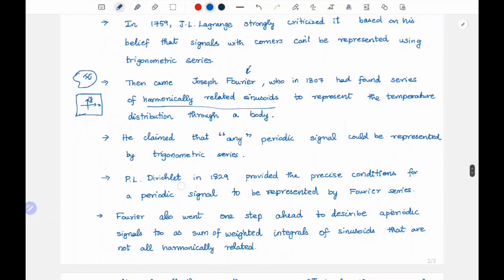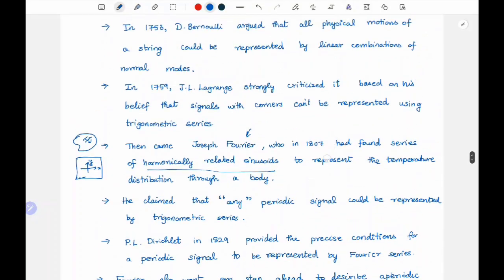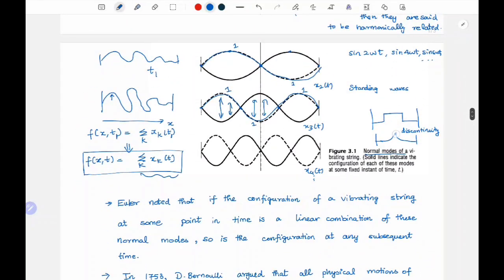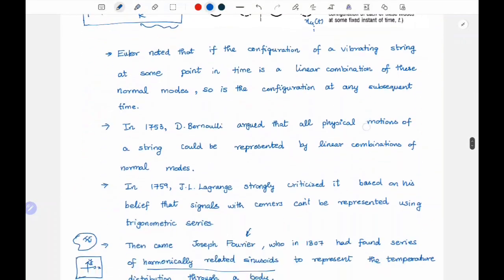And then he went one step ahead and also claimed that any periodic signal could be represented by a trigonometric series. So even if it is a discontinuity, it can still be represented. He claimed it.